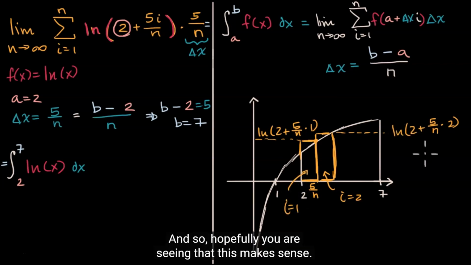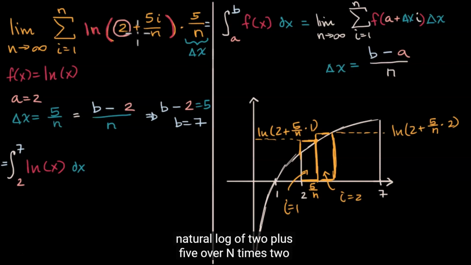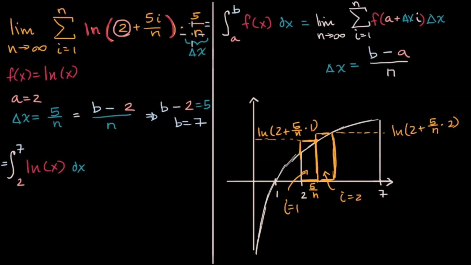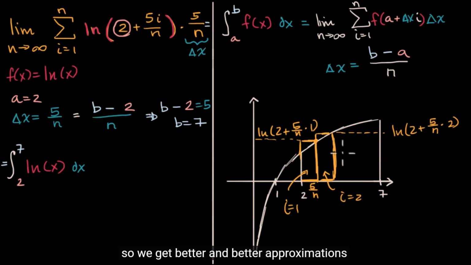And so hopefully you are seeing that this makes sense. The area of this first rectangle is going to be natural log of 2 plus 5 over n times 1 times 5 over n. The second one over here, natural log of 2 plus 5 over n times 2 times 5 over n. And so this is calculating the sum of the areas of these rectangles. But then it's taking the limit as n approaches infinity. So we get better and better approximations going all the way to the exact area.